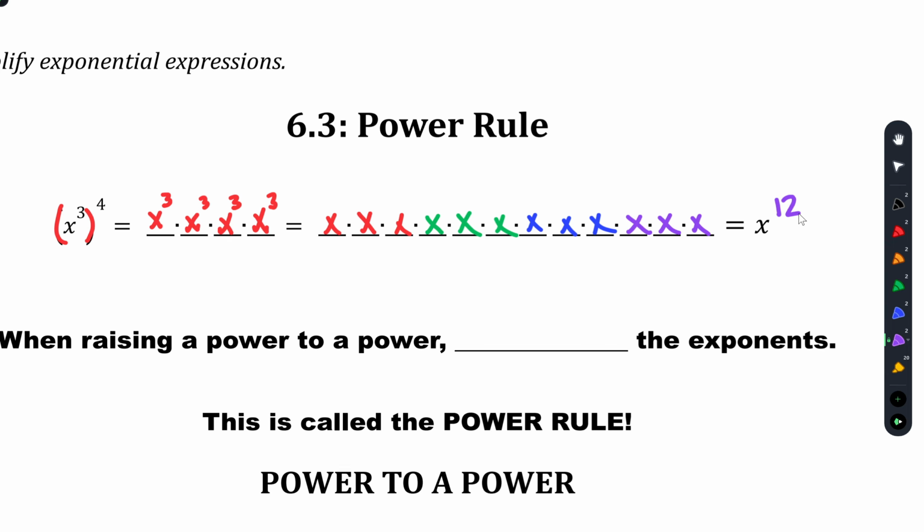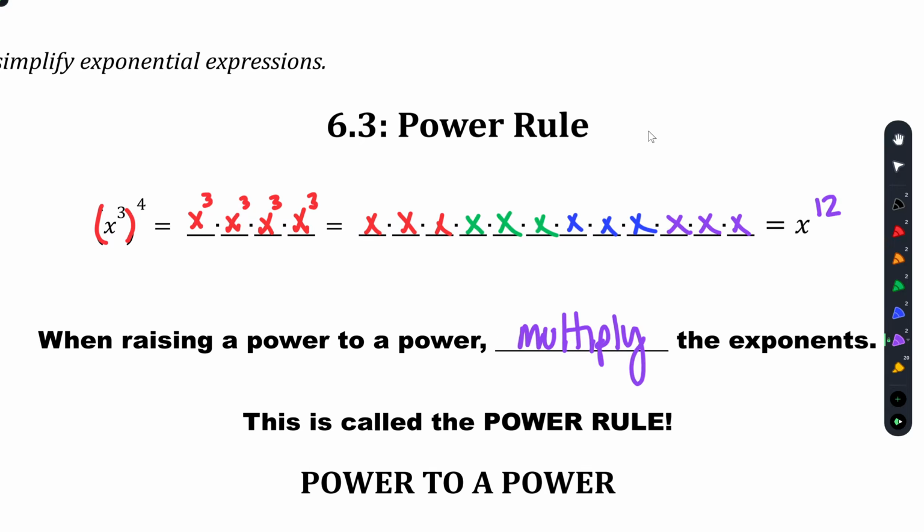So what do we think our rule is? If we raise an exponent to another exponent, what do I have to do to figure out how many I have? Not add them. 3 and 4 don't make 12. We multiply them. So if I have an exponent raised to another exponent, we're going to multiply those exponents.